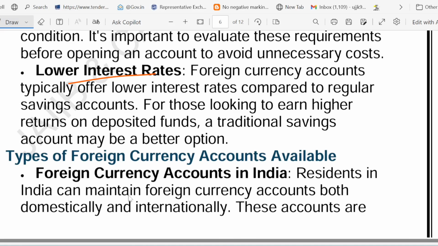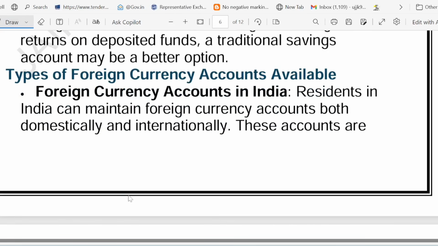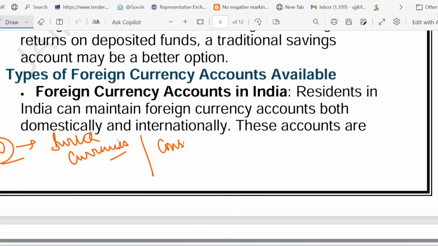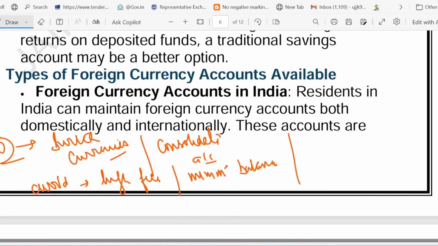So what we have come to know is that you should switch currency when the rate favors you, and consolidate accounts. What you should avoid: you should avoid high fees, and unnecessary minimum balances should also be avoided. And you should compare interest rates versus a regular savings account.